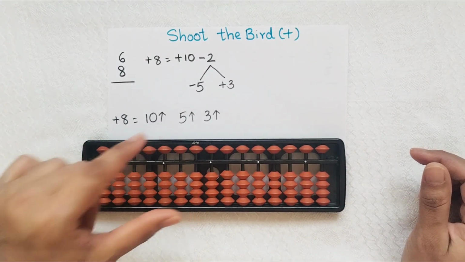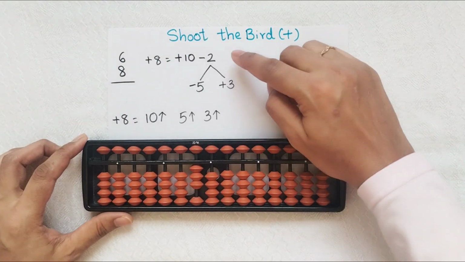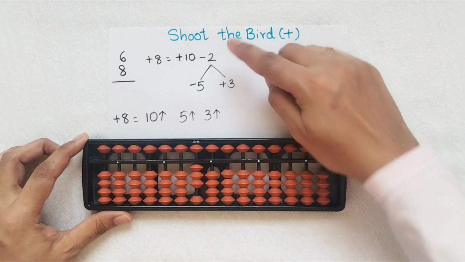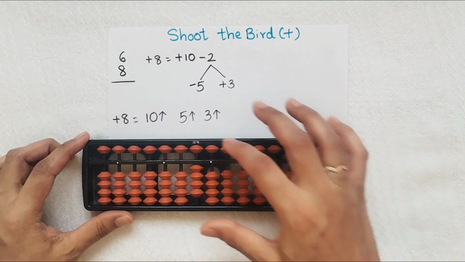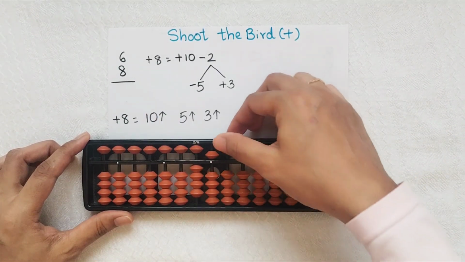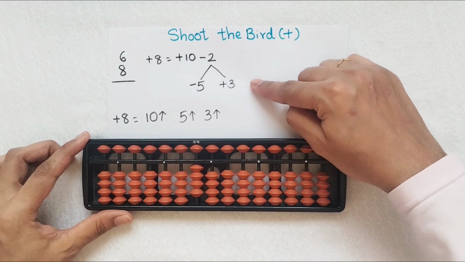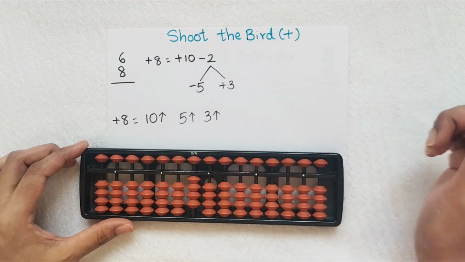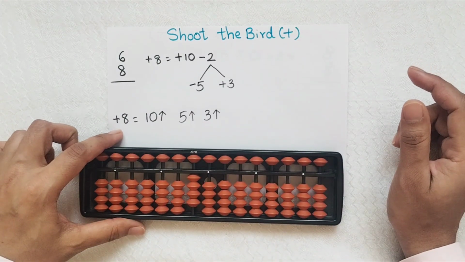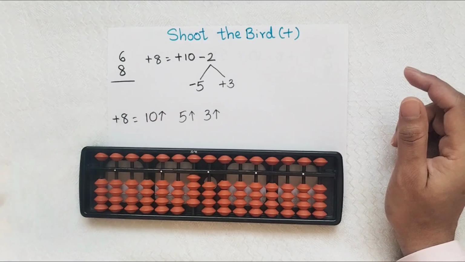So when I say 10 up, 10 up is addition. Over here I am using big friend addition. Okay. And 5 up means I'm using subtraction, that is the small friend subtraction. Now 5 plus 3 is 8. Okay, since we are doing shoot the bird of 8, so 5 plus 3 is 8.